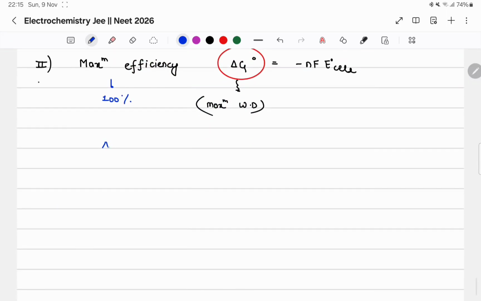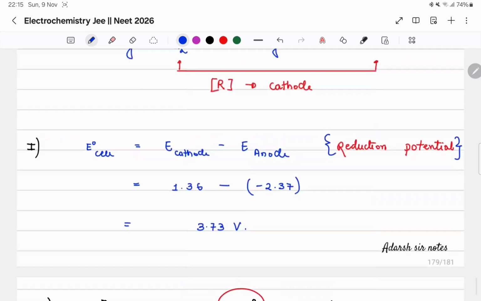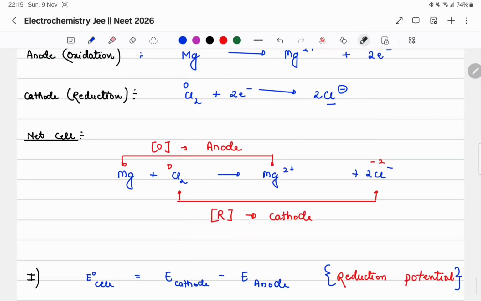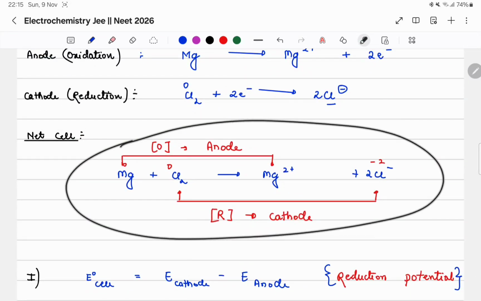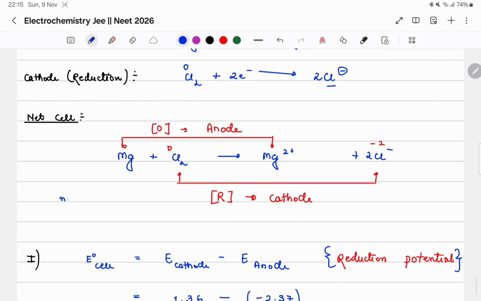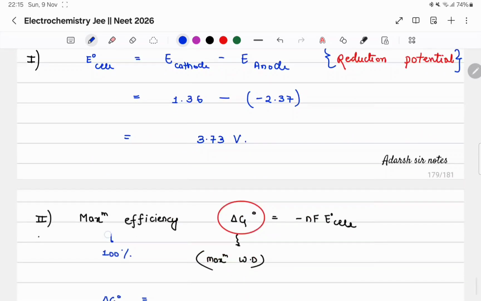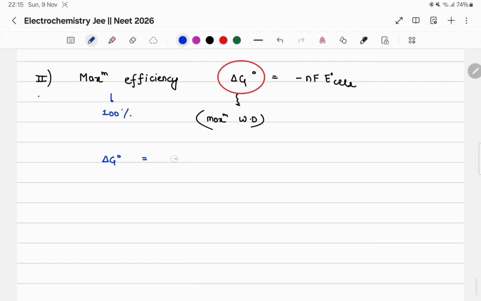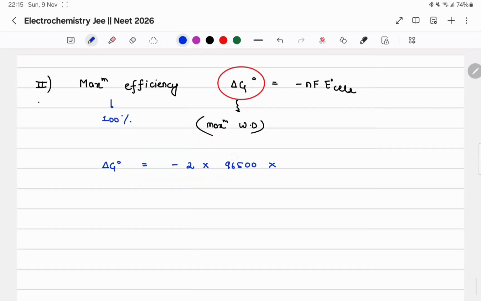Now let's put the value. I know delta G naught. n, what is the transfer of electrons? Anywhere you can check it, in the net cell reaction. What is the transfer of electrons? Here 0 and here 2. So the n value is 2. So let's put the value: minus 2 times F, Faraday, 96500 coulomb per mole, times E naught cell, which we just calculated, 3.73, right? When you calculate, this answer will come in joule, not in kilojoule. Be aware.